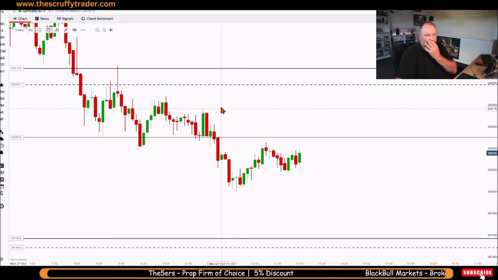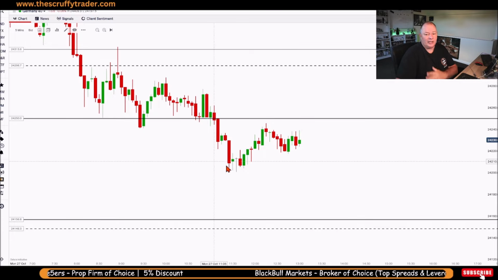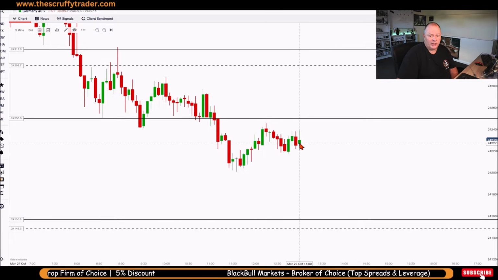So if I get rid of that and we look at the chart itself, we'll be able to start working this out. Now, it's probably coming in roughly now. So I'm going to put an initial order in 1, 2, 3, 4, 5 under here.